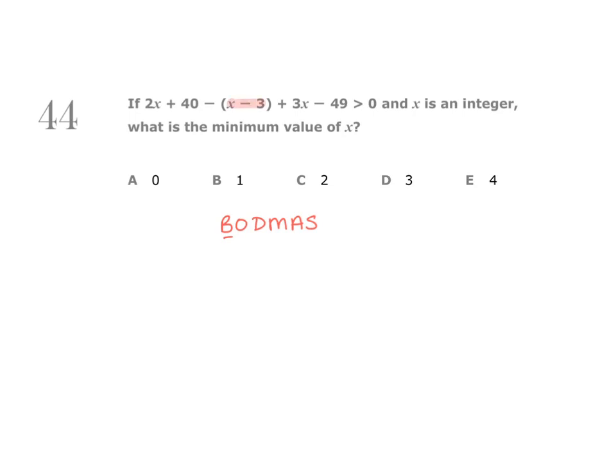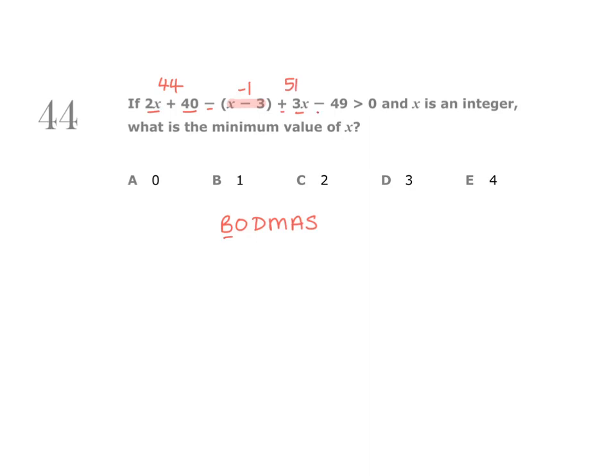x minus 3 would therefore be minus 1. At the beginning of the calculation, 2x would be 4, and 4 plus 40 would of course be 44. 44 minus minus 1 would give 45, as we effectively add on 1. 45 plus 3 lots of x, which would equate to 6, would give us 51.